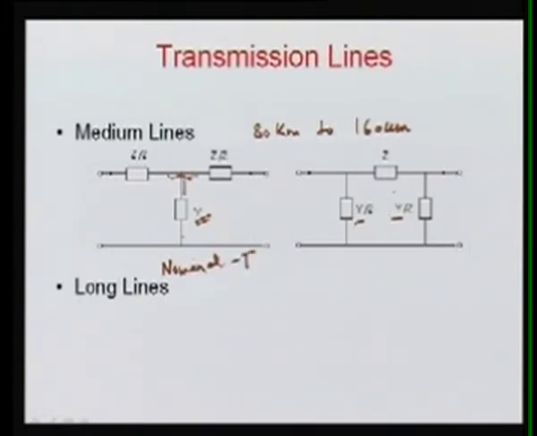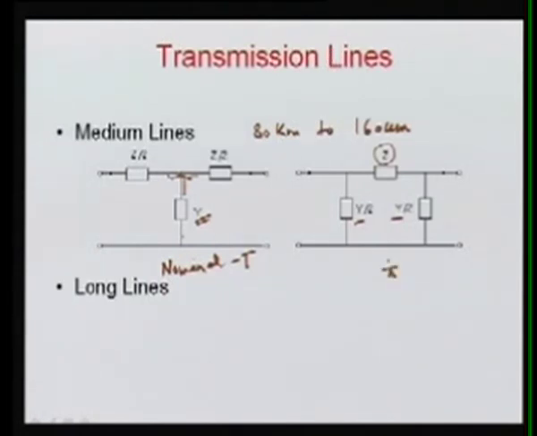Similarly, if we separate the shunt admittance into halves, one at one end and another at the other end, and the complete series impedance is lumped in between, then it is called the nominal pi representation.